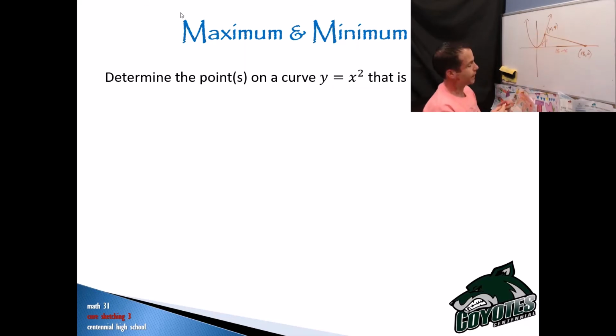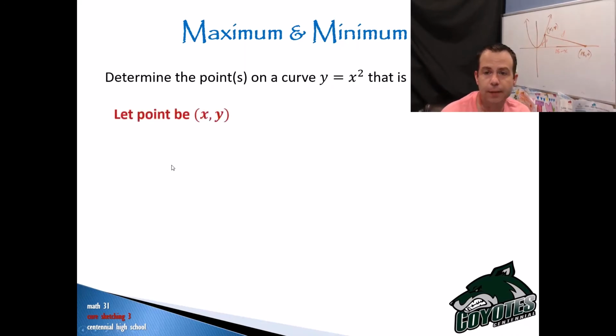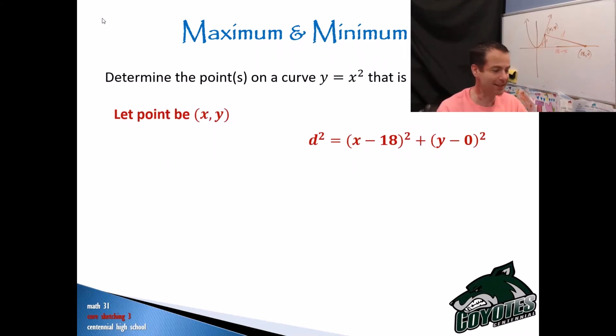Okay, so I can end up going d squared, I'm just gonna call this guy d here, d squared equals 18 minus x squared plus y minus 0 squared, okay? So I'm gonna say let the point be x comma y, and then I just create my Pythagorean theorem. D squared equals x minus 18 squared plus y minus 0 squared. That's where that equation is coming from.